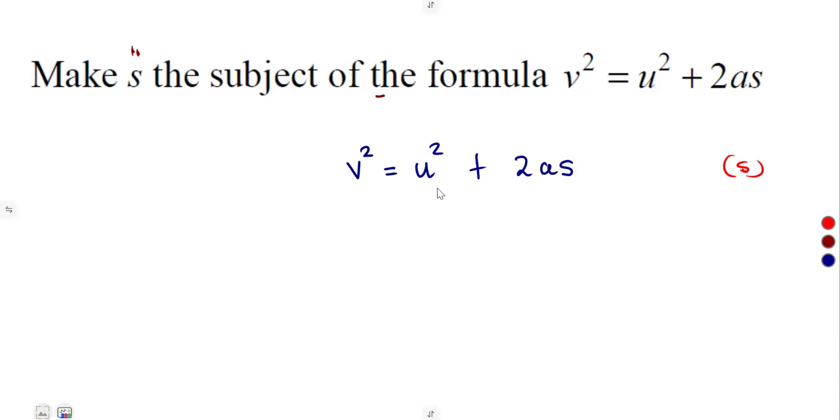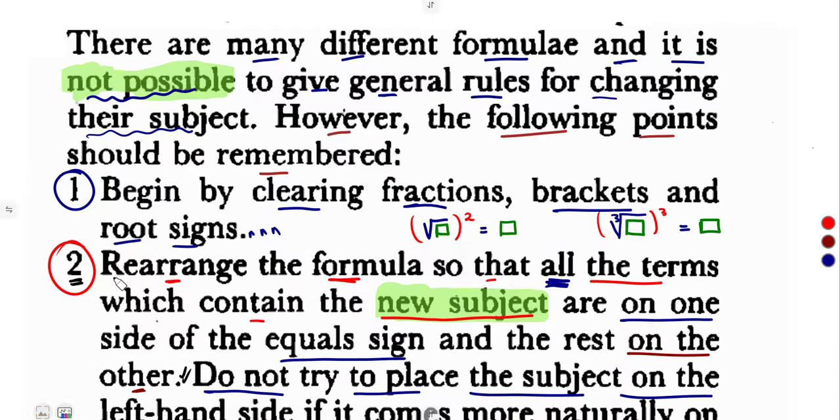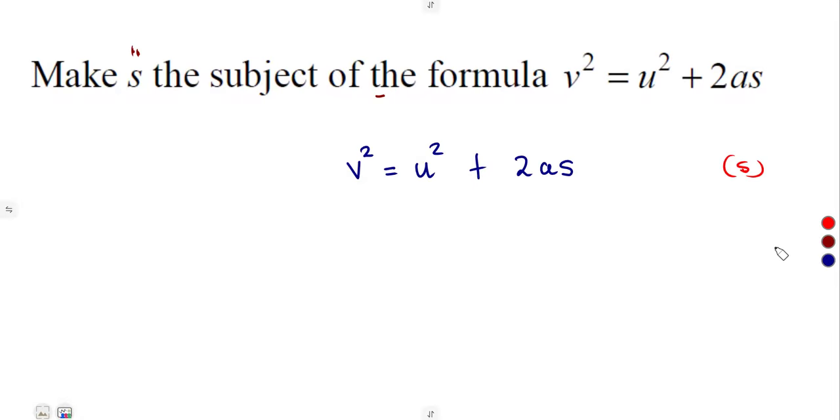We must rearrange because we do not have fractions, we do not have brackets. So we must focus on rearranging the formula so that all terms which contain the new subject are on one side of the equals sign and the rest on the other. So we must make the term which contains S be on one side of the equation.